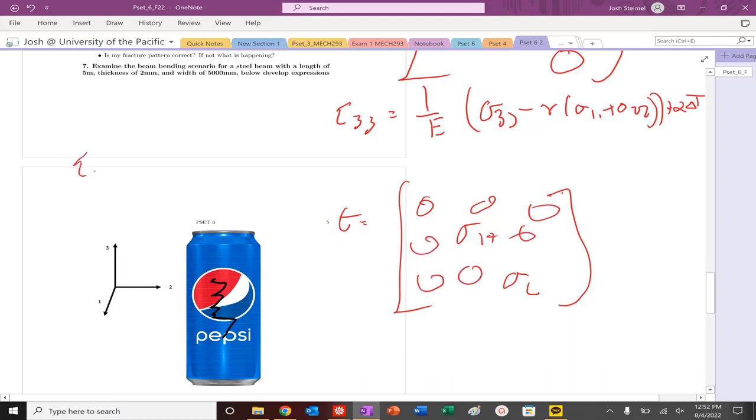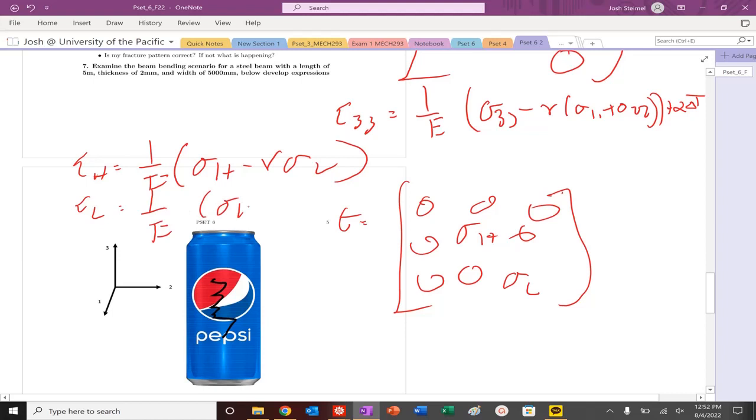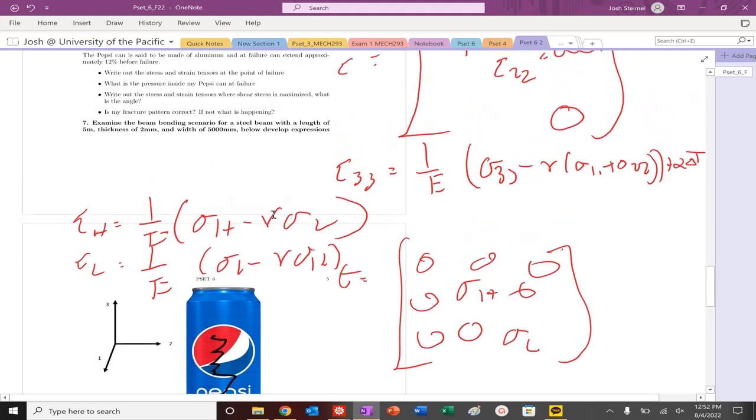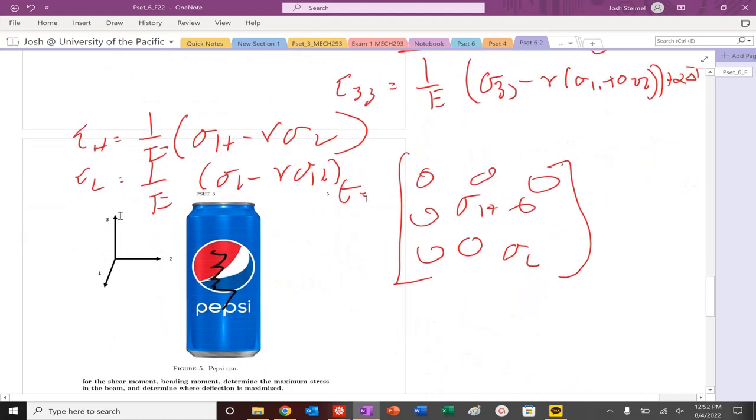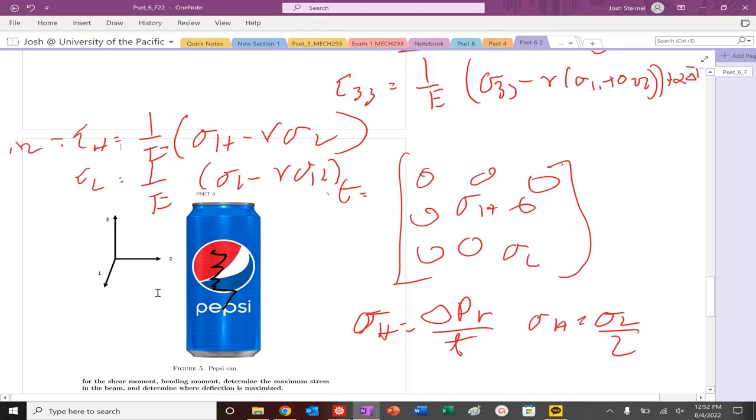I also know that epsilon h is equal to 1 over E times sigma h minus nu sigma l. Epsilon l is equal to 1 over E times sigma l minus nu sigma h. Right at the point of failure, I can extend up to 12%. I know that sigma h is equal to delta p r over t, and sigma h is equal to sigma l over 2. And this epsilon h must be equal to 0.12 because that's where it will fail.